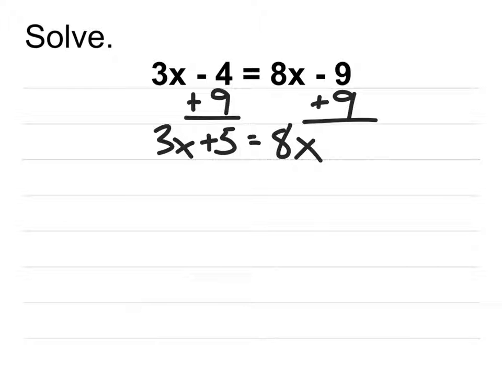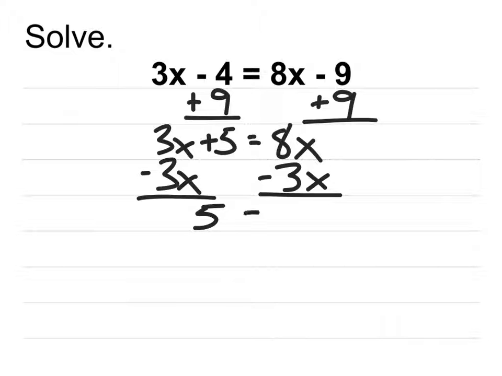All right, next up. I will need to still move the x's to the same side. So I'm going to subtract the 3x from the left side, which means I also have to subtract 3x from the right side, which gives me 5 equals 5x.